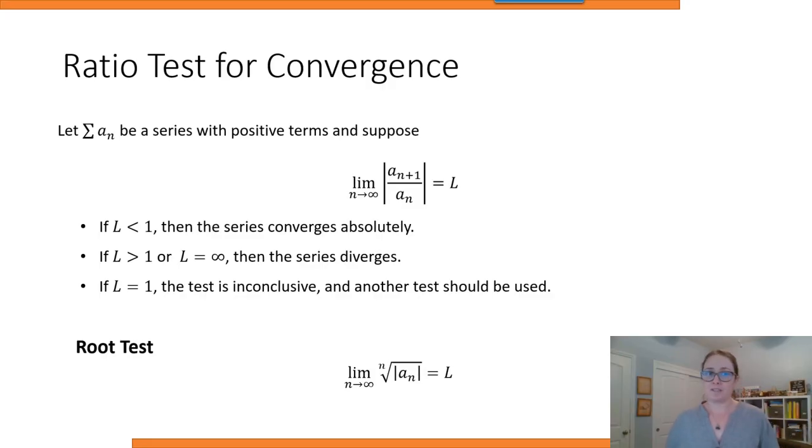Now, sometimes if the nth term of the series happens to be all raised to the nth power, then I might use the root test instead of the ratio test. And that's just the limit as n approaches infinity of the nth root of the absolute value of a sub n. And then the results for that are the same. If you get something less than 1, it converges absolutely. If you get something greater than 1 or infinity, it diverges.